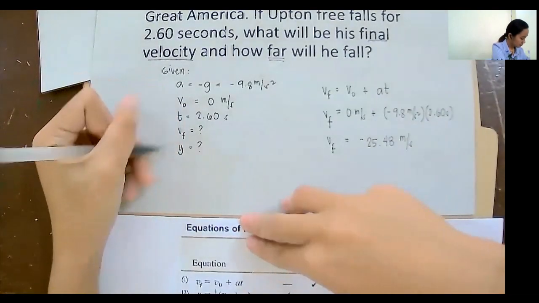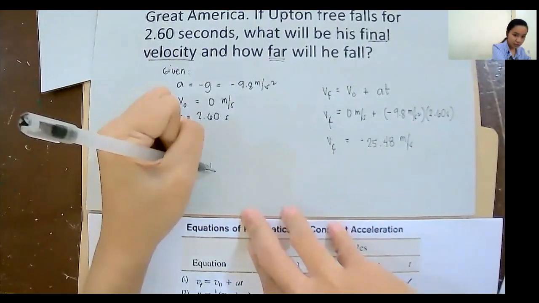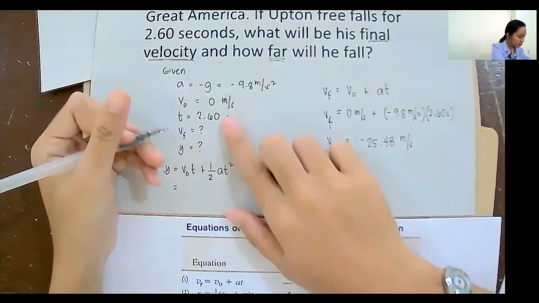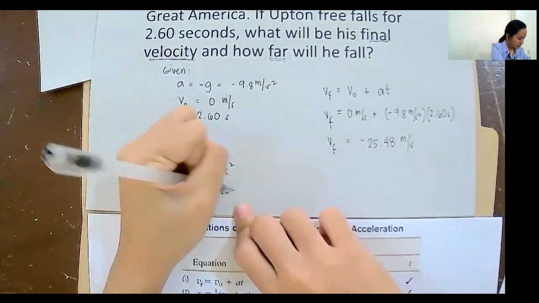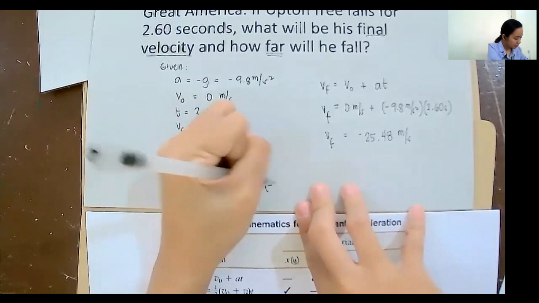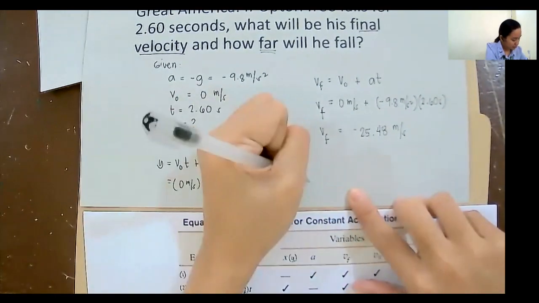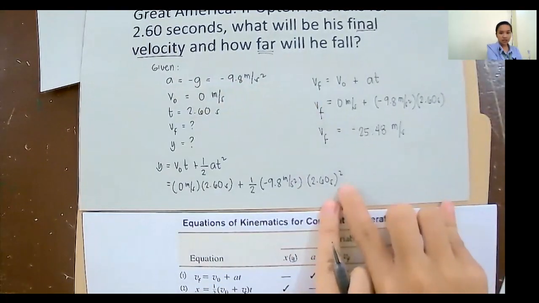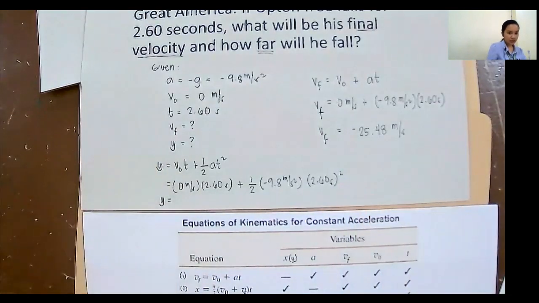So that's x or your y equal to v naught t plus 1/2 at squared. Substitute the values. V naught, that's 0 meter per second times 2.6 seconds, plus 1/2 times your acceleration due to gravity, that's negative 9.8 meter per second squared. Don't forget the negative. And then your time is 2.60 seconds. Here, only the time is squared. Then you plug in these values using your calculator.